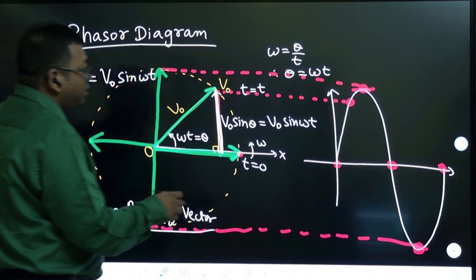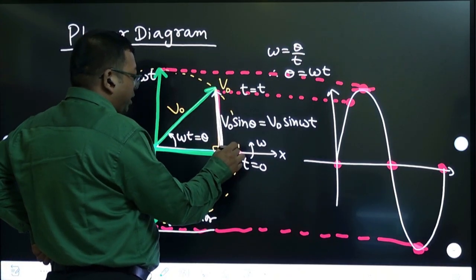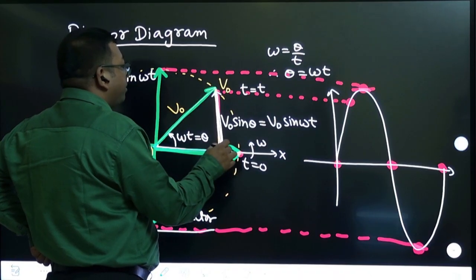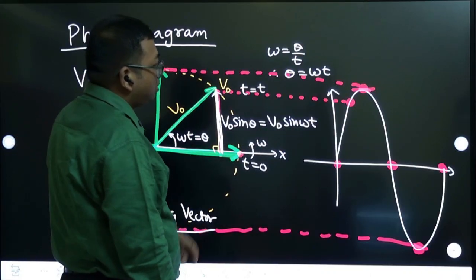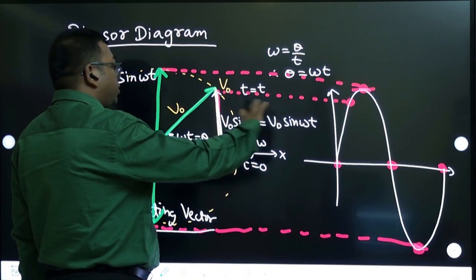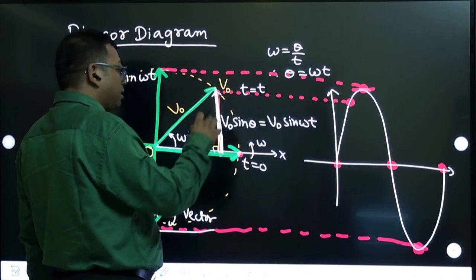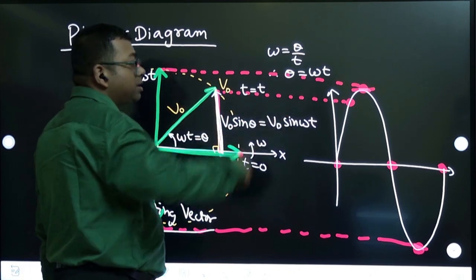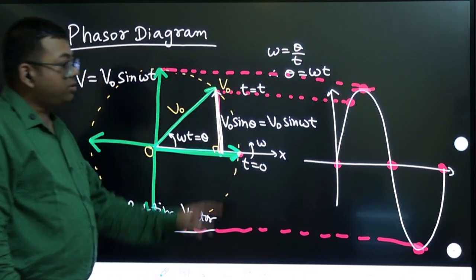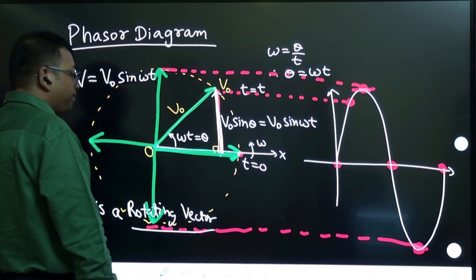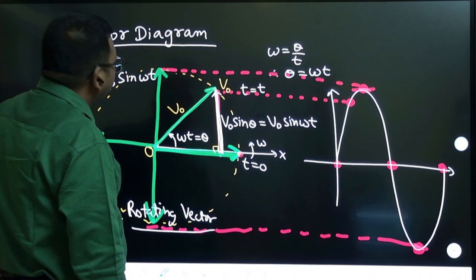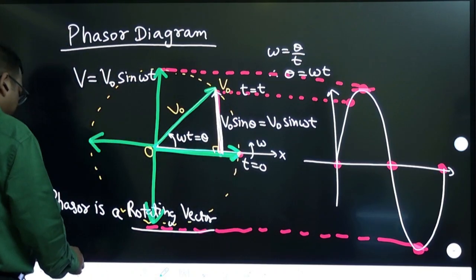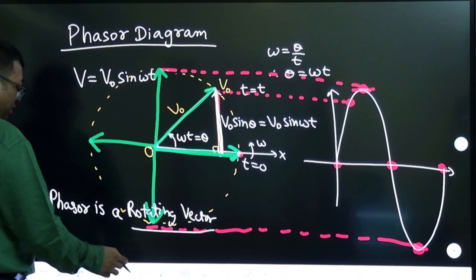So basically the top of this point, the tip of this arrow, how the tip is moving, that is what we are showing here. And we are showing the vertical component, not that the tip is moving like a circle, but the vertical component graph, that is V naught sine theta graph, with respect to time. So that's a phasor diagram, very important concept. And note that this angle theta is called phase angle.